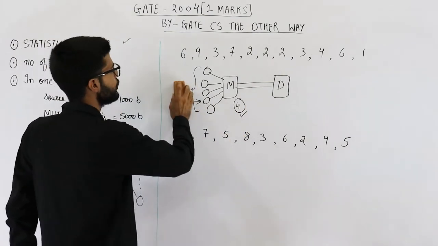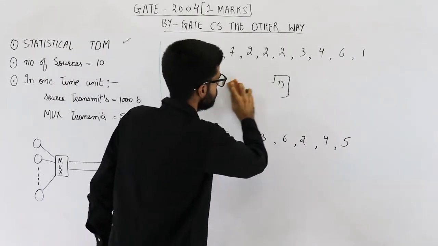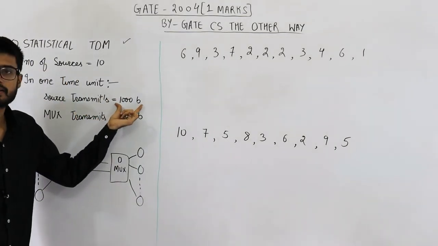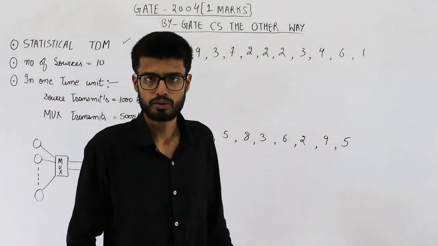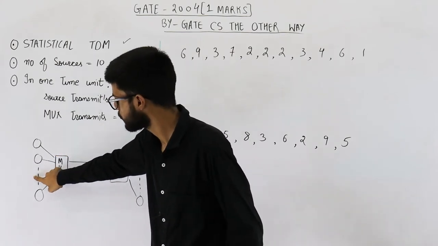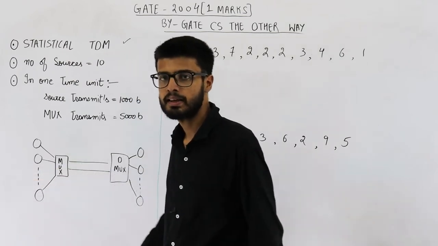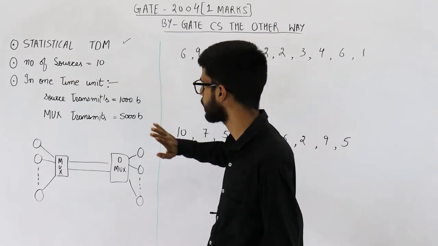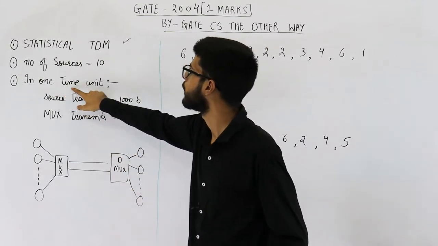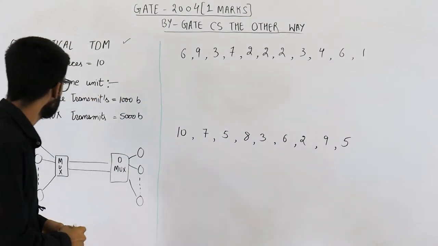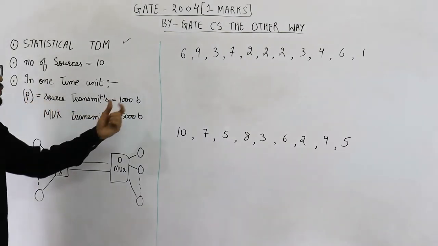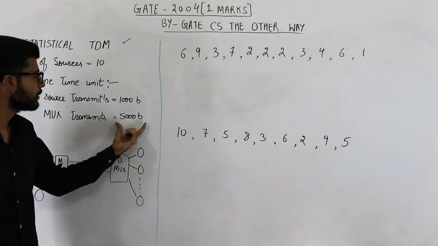Now let us have a look at this question. They are saying, in every time unit, a source transmits 1000 bits. That means the data unit for a source is 1000 bits. Okay. This source, if it wants to send data, it will send 1000 bits. Similarly, if there is some source here, if it wants to send data, it will send exactly 1000 bits. Every source will send this much data only. The mux can transmit a maximum of 5000 bits in one time unit. Okay. Now they are saying that this is the packet size. The packet size for a source is 1000 bits. Okay. The mux can transmit 5 such packets.